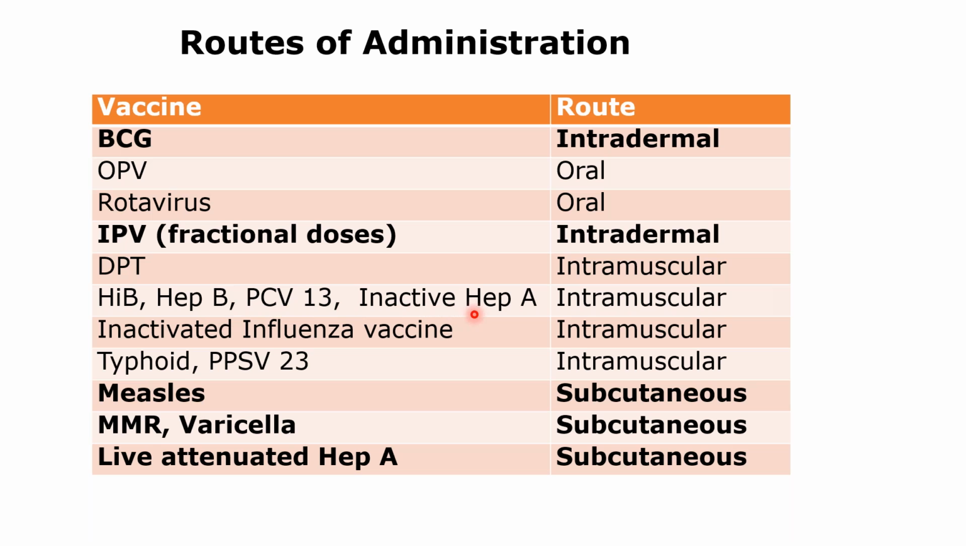While DPT, Hib, hepatitis B, pneumococcal, inactivated hepatitis A, the pentavalent vaccine, inactivated influenza vaccine, typhoid, pneumococcal polysaccharide vaccine, all of them are given by the intramuscular route. And the oral vaccines, of course, we know are the OPV and the rotavirus. So you should be aware of the routes of administration of different vaccines, right?